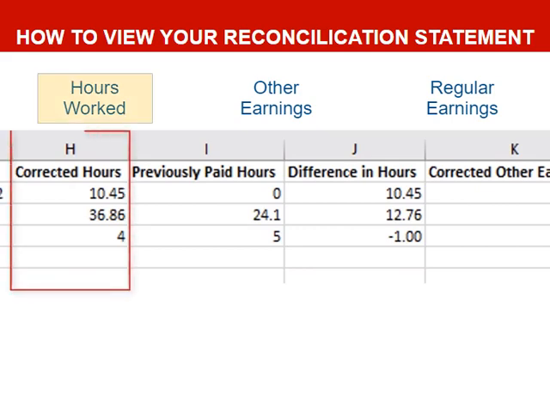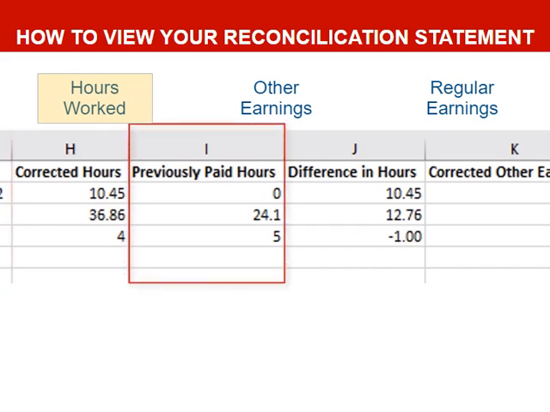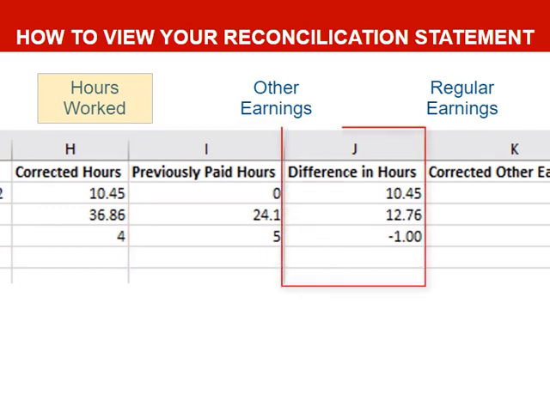Corrected hours lists the hours that were reviewed and approved in UKG. These hours should be a true reflection of what was actually worked during the pay period. Previously paid hours shows the number of hours that were already paid in previous paychecks. Difference in hours indicates the difference between the corrected hours worked and the previously paid hours.